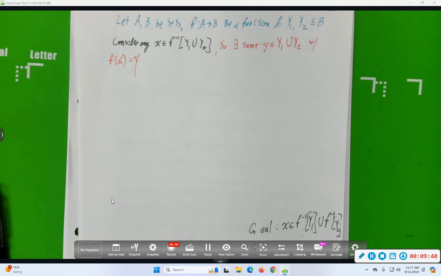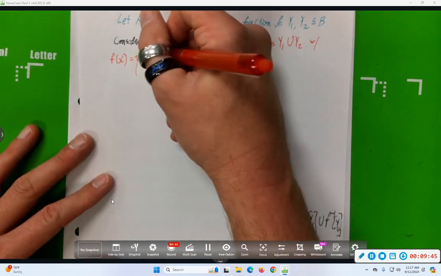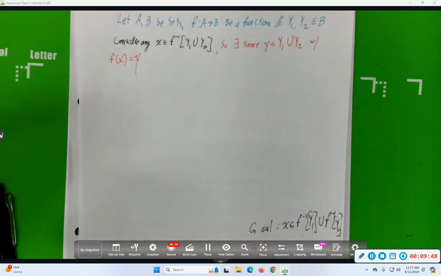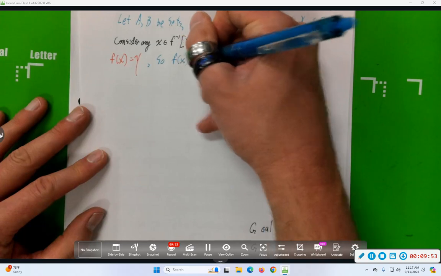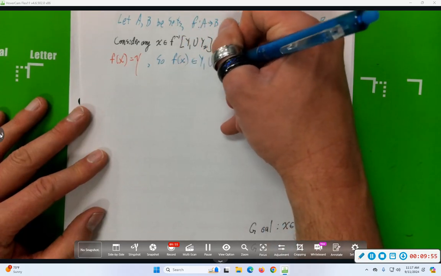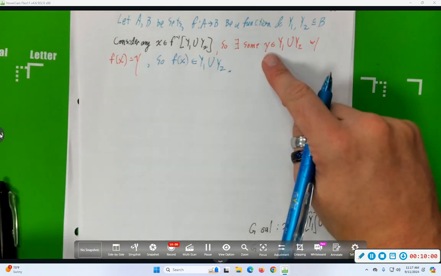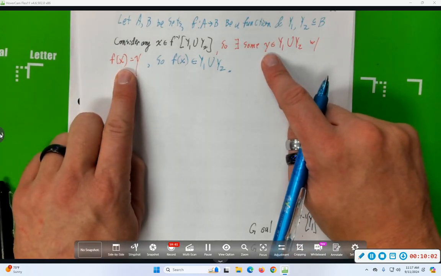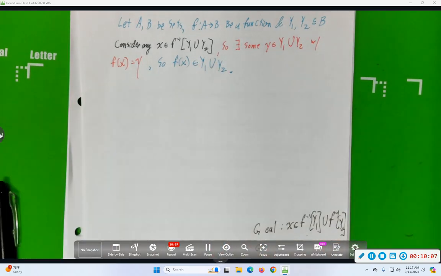You can say that in a quicker way by not having this allusion to there exists some. You can just say, so f of x is in y1 union y2. Since y is equal to f of x, you don't need to be so mysterious about there exists some. You can just say that's the thing. So what you said is correct, and I think probably the proof will walk out fine from there anyway. All right, so there's what you know.